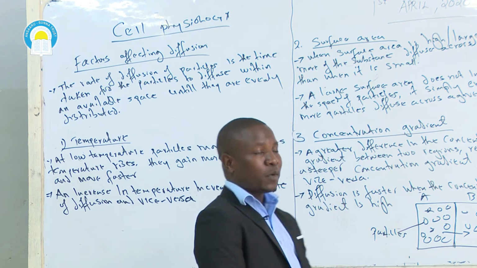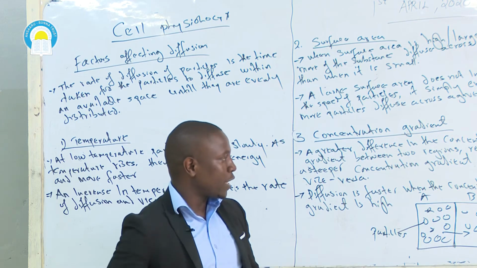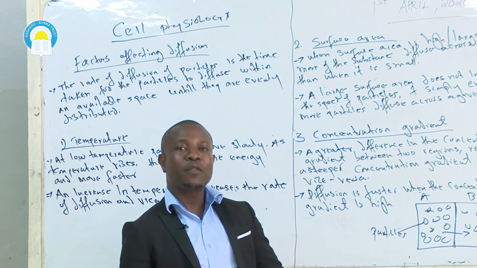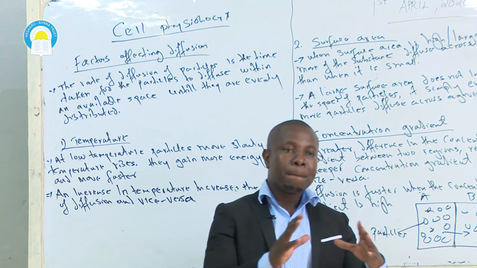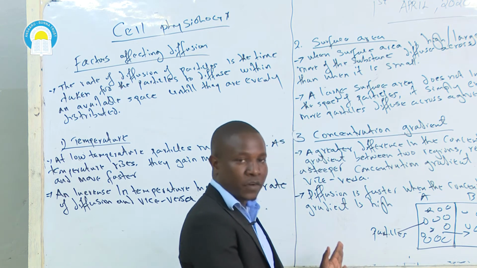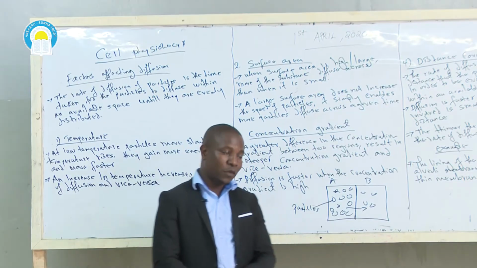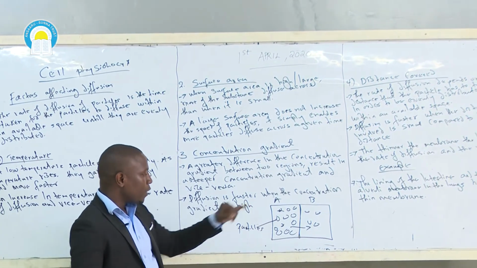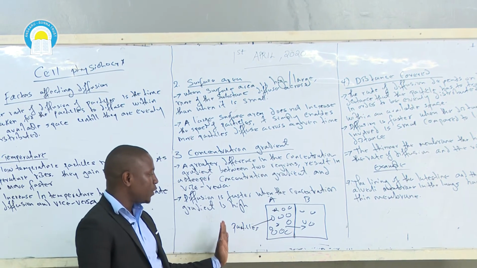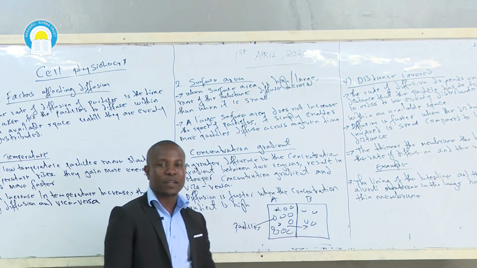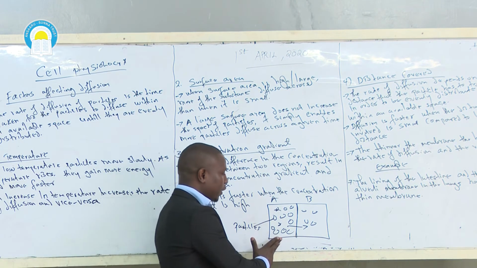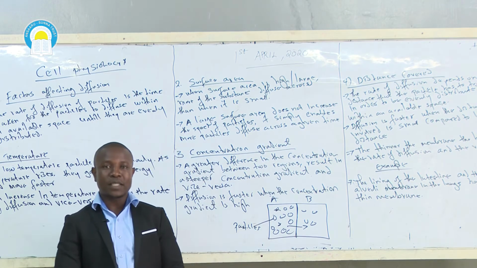Diffusion. Concentration gradient. And we said under concentration gradient, for diffusion to take place, there must be two different concentrations. One has to be highly concentrated, the other side has to be lowly concentrated, and it is demonstrated here. These are the particles. This side is highly concentrated, the other side lowly concentrated. So the particles are going to move from a highly concentrated region to a lowly concentrated region.